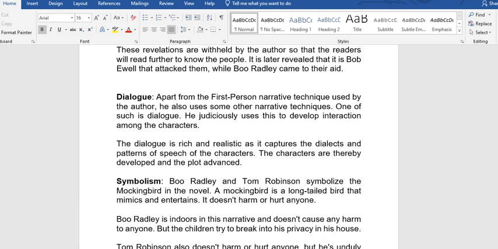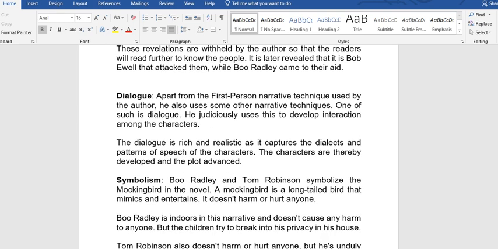There is also the use of dialogue, apart from the first-person narrative technique used by the author. He also uses some other narrative techniques. One of such is dialogue. He judiciously uses this to develop interaction among the characters. The dialogue is rich and realistic as it captures the dialects and patterns of speech of the characters. The characters are thereby developed and the plot advanced.